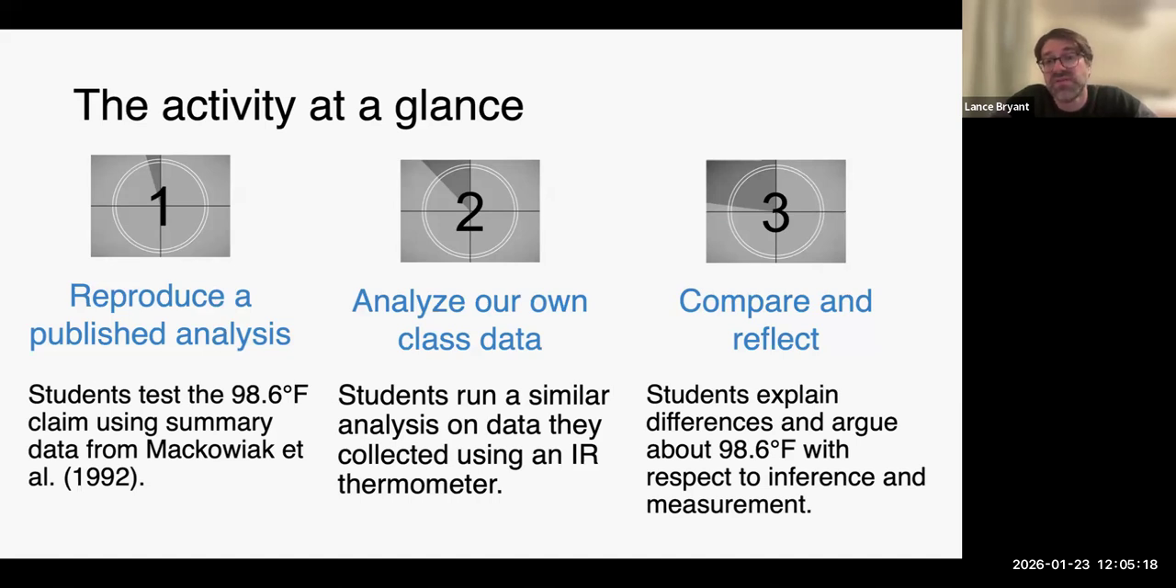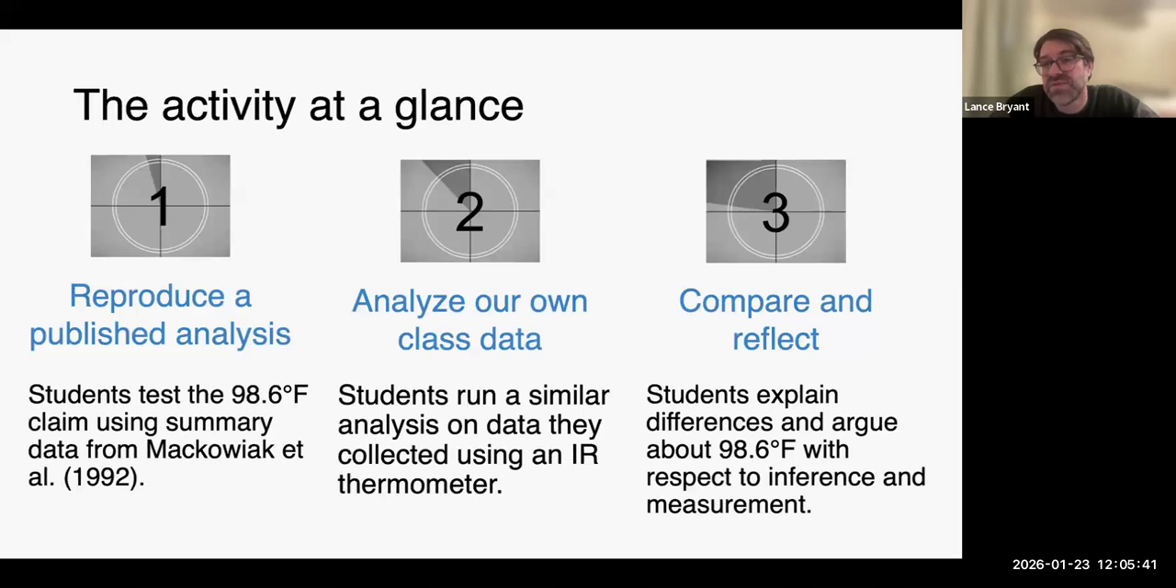In part two, we collect our own data in class. We take the temperatures of the students, and I had 15 students. I'll tell you a little more about that in a moment. And then they run it again, but with their own data, and see what results they get when they try to test that claim of the mean body temperature being 98.6 degrees Fahrenheit.